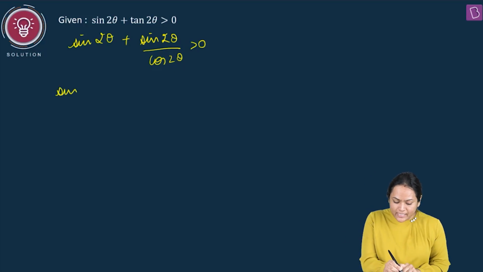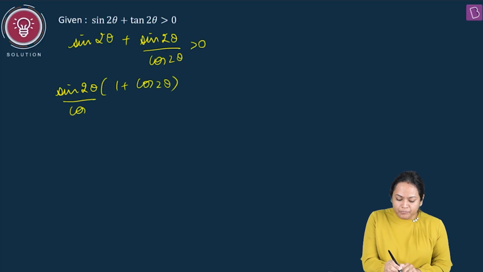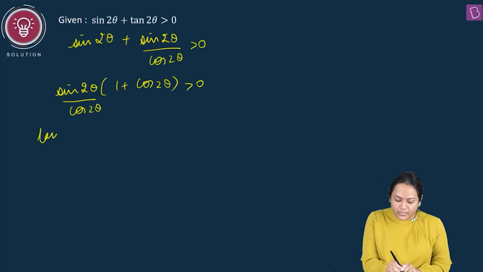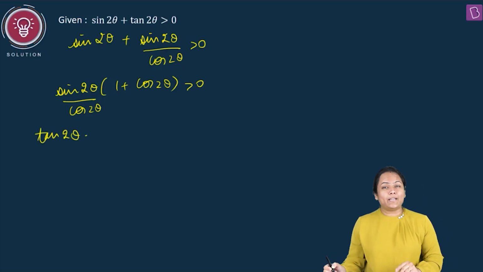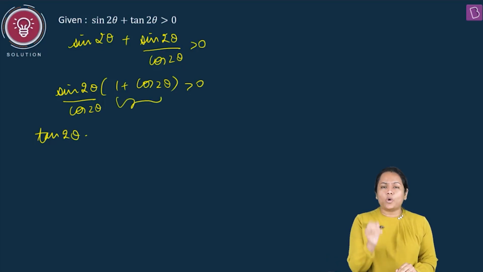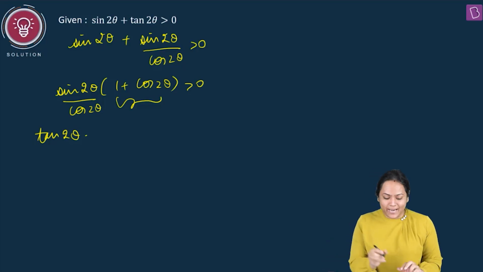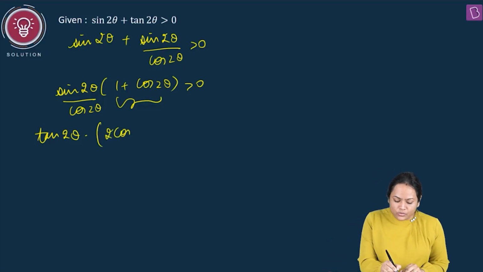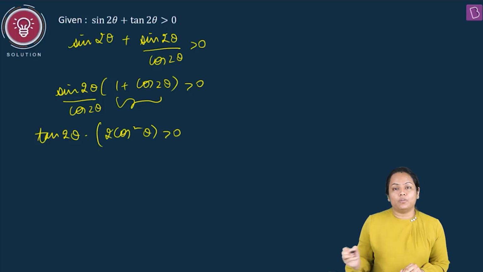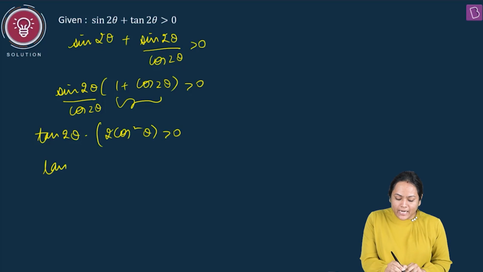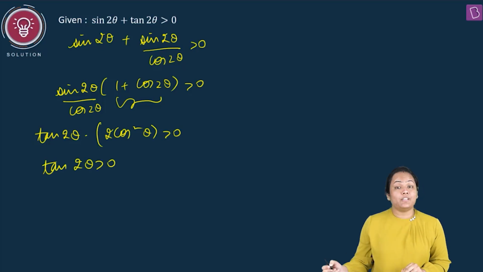So when I take the LCM and take sine 2 theta common, it's going to become 1 plus cos 2 theta divided by cos 2 theta greater than 0, which further can be written as tan 2 theta multiplied by, guys, what is 1 plus cos 2 theta? Well, this is 2 cos square theta, right? So it's going to become tan 2 theta times 2 cos square theta greater than 0. And from here, I can directly say that tan 2 theta has to be greater than 0.